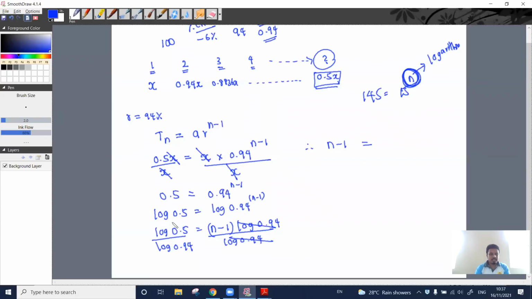Directly from the calculator you can take this answer. Log of 0.5 divided by log of 0.94. The answer is 11.2. Take this -1 to the other side, it will become 12.2. If we rounded it off, it should be 12.